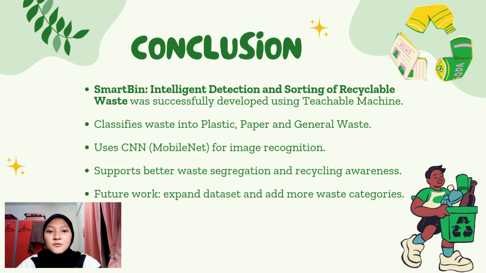In conclusion, SmartBin was successfully developed using AI image classification with Teachable Machine. The system is able to classify waste into three categories, which are plastic, paper, and general waste, using image uploads or webcam input. The project used CNN through MobileNet transfer learning to recognize and classify waste based on images. Overall, SmartBin demonstrates how AI can support better waste segregation and promote recycling awareness.